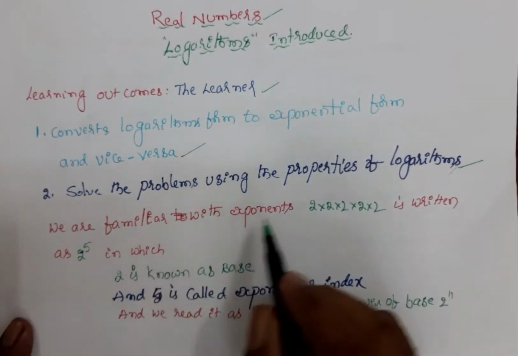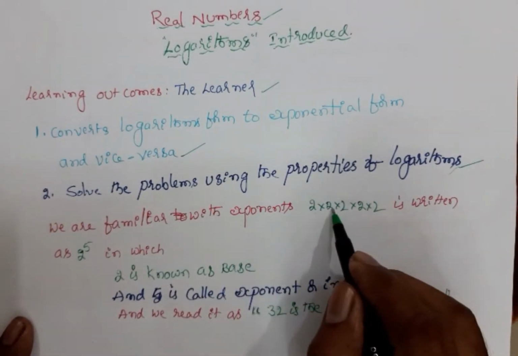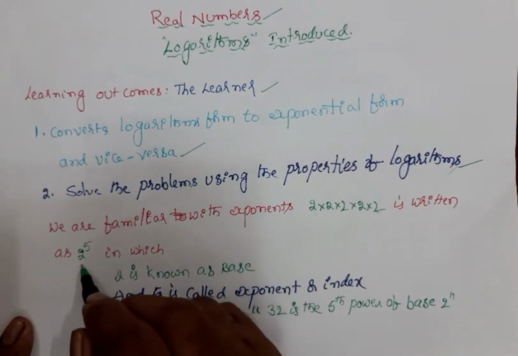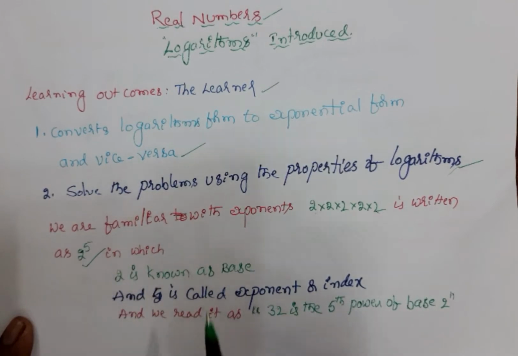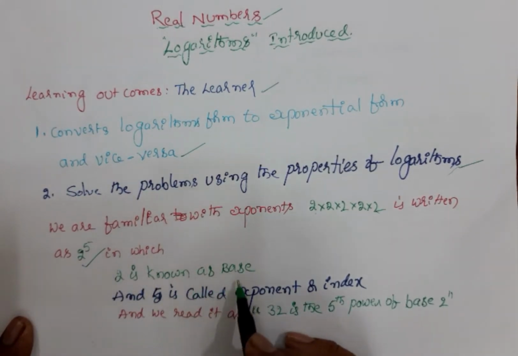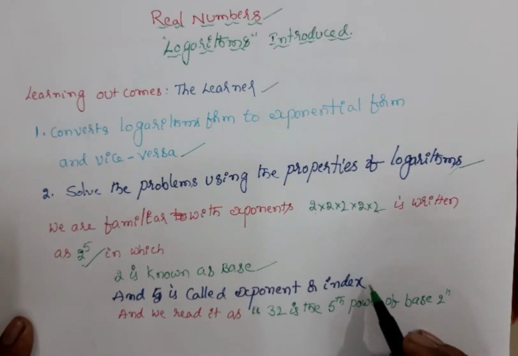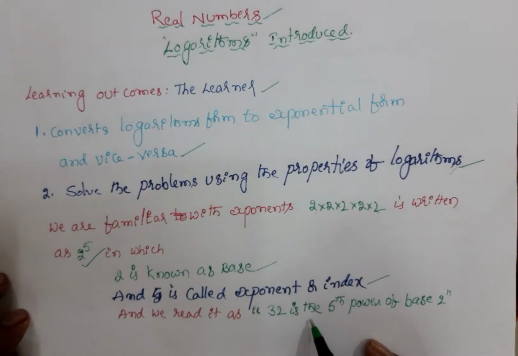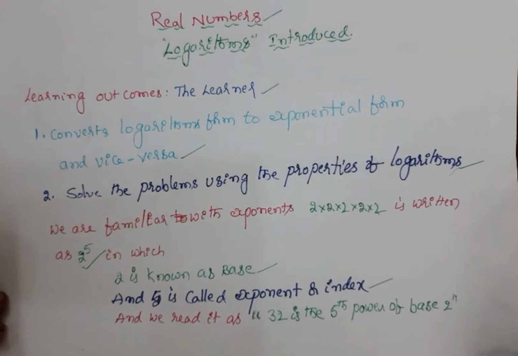We are familiar with exponents. 2 into 2 into 2 into 2 into 2 is written as 2 to the power of 5, in which 2 is known as the base and 5 is called the exponent or index, and we read it as 32 is the fifth power of base 2.